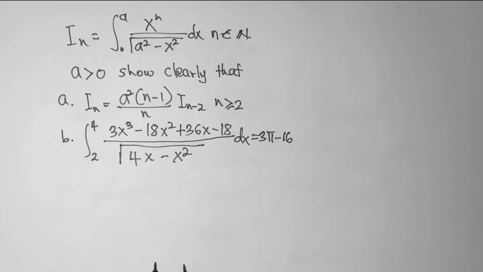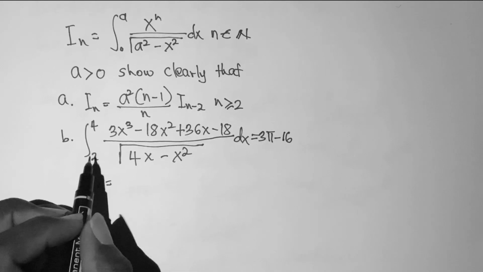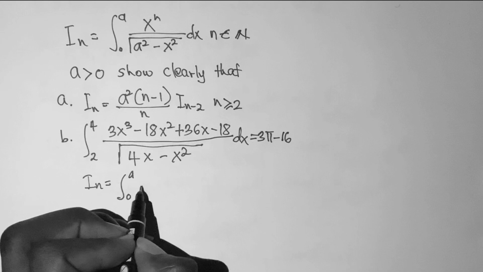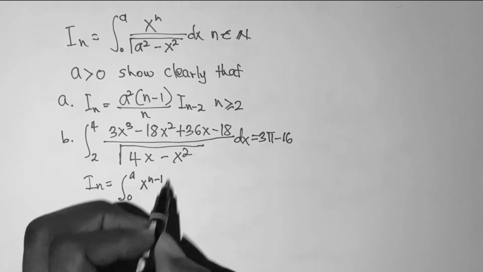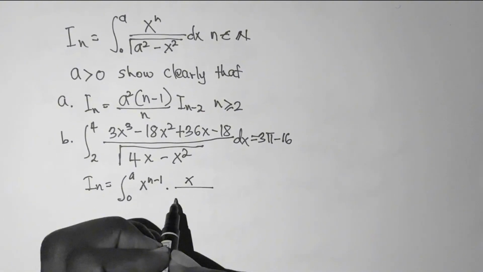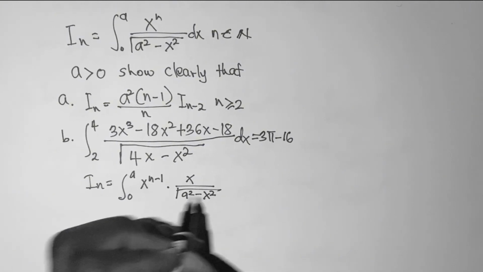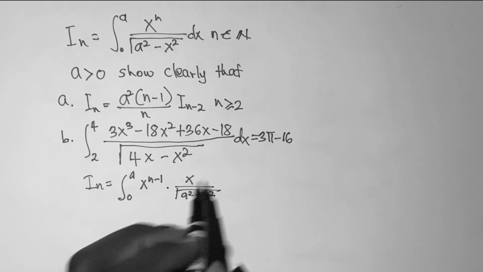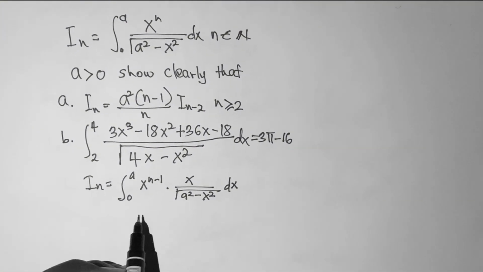So I of n is equal to, let's rewrite this as integral of 0 to a x exponent n minus 1. And because I put x exponent n minus 1, then I'll multiply by x divided by square root of a squared minus x squared. And the reason why we are doing this is so that we can easily integrate this part of the function, so that this is dx.